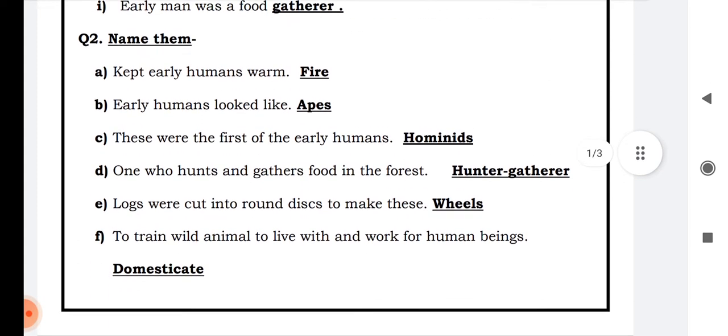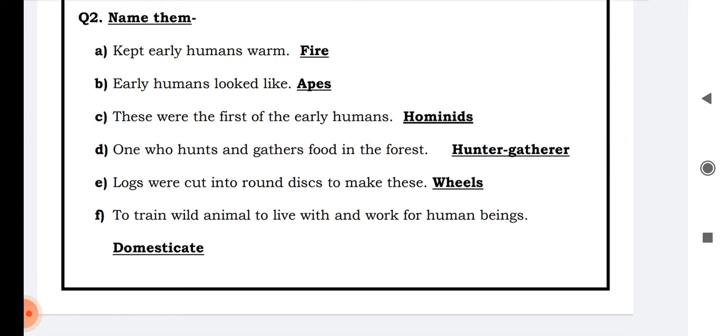Question 2. Name them. A. Kept early humans warm. What kept early humans warm? Fire. B. Early humans looked like whom? Apes. C. These were the first of the early humans, hominids. D. One who hunts and gathers food in the forest. The answer will be hunter gatherer.